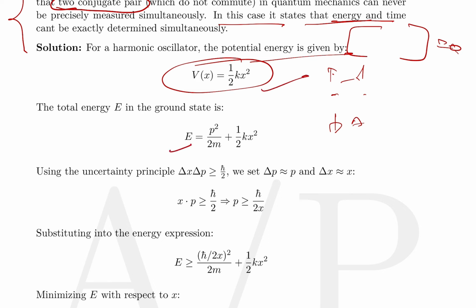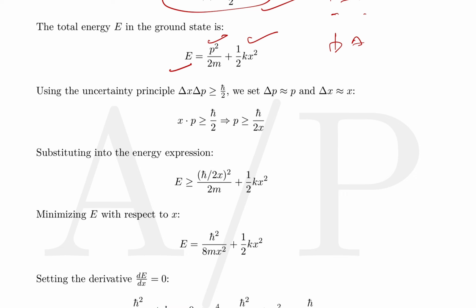The total energy would be kinetic plus potential, p square by 2m plus half kx square. Now using the uncertainty principle, delta x delta p is greater than or equal to h cut over 2, we set delta p approximately equal to p and delta x as x. Why is that so? Because the uncertainty in an expression can't be more than the expression itself. So x times p is greater than or equal to h cut over 2, and from here we get the expression of p in terms of x.